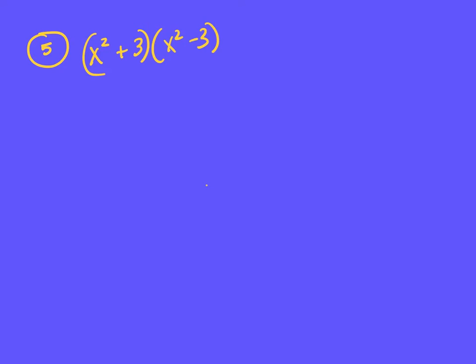Number 5, one more example of conjugates, x squared plus 3 times x squared minus 3. So again, binomials that are exactly the same, only the sign in the middle is different. So even before we do our foiling, we already know the O and the I are going to cancel out. So x squared times x squared times negative 3, 3 times x squared, 3 times negative 3.